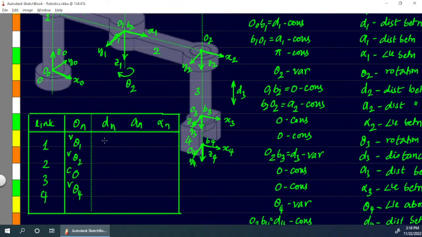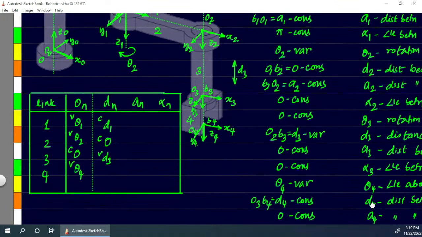Now about the distance, d. d1 is a value that is fixed at constant. It could also be 0 if both the origins are overlapping. Then for link 2, the d2 value is 0, you can see here. So that's a constant. And then for link 3, that is d3, we can see this is a variable. And coming to d4, it is another constant. So that's about the values of d.